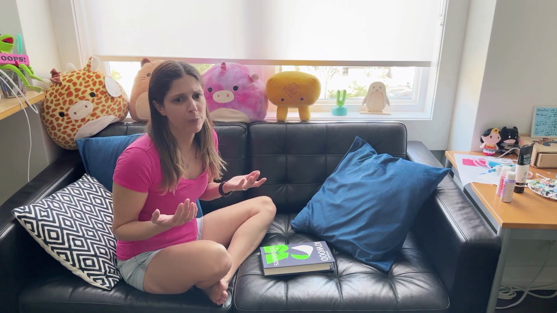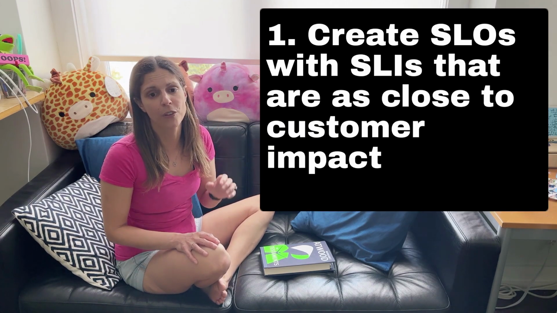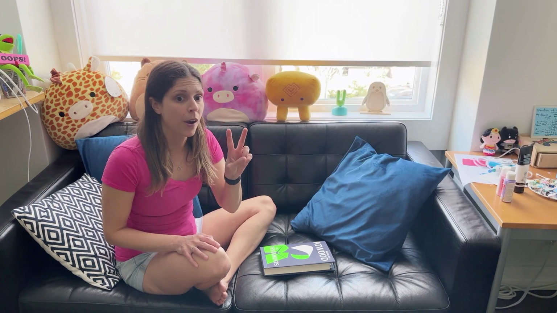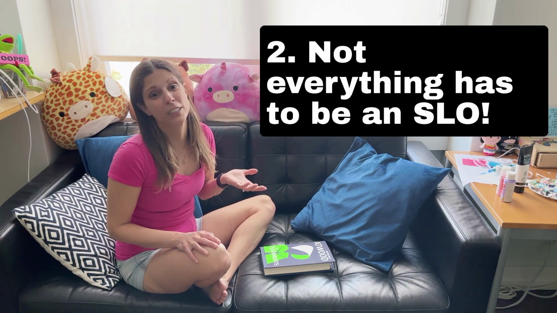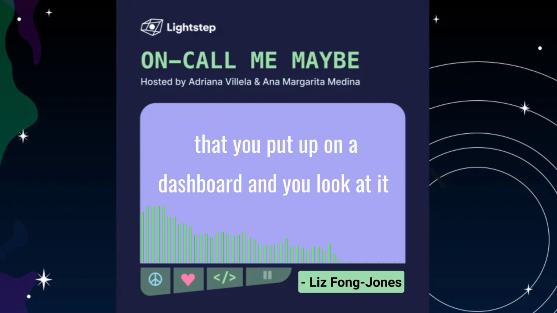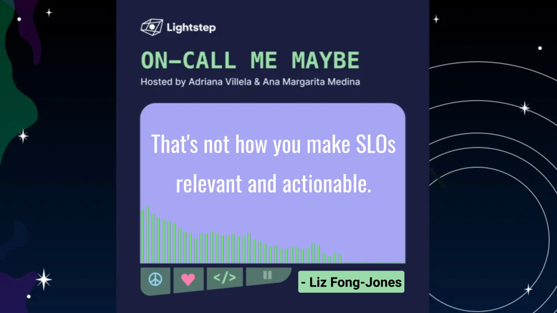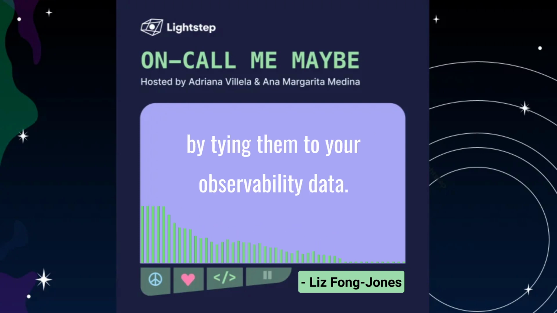And as far as some of the best practices that we should follow around SLOs, we want to always remember the following. Number 1, when creating SLOs, we have to create them with SLIs that are as close to the customer impact as possible. Number 2, not everything has to be an SLO. And number 3, well, I'll leave that up to Liz Fong-Jones to explain it because she does a really good job of it. An SLO has to be a living, breathing thing, not just a thing that you put up on a dashboard and you look at it 90 days later and oops, we blew our SLO, right? Like, that's not how you make SLOs relevant and actionable. The way that you make SLOs actionable is by tying them to your observability data.